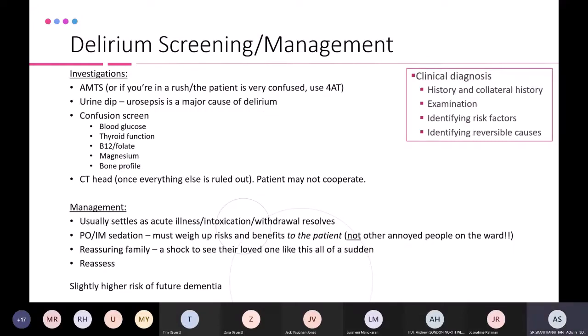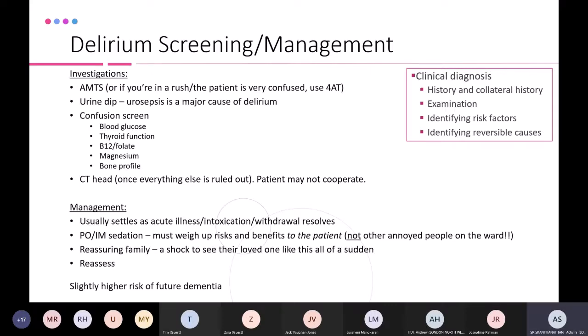Just to quickly go through the screening. So we went through the AMTS. I mentioned doing a urine dip and urine analysis, doing some blood. So within those bloods, you'd want to check their glucose, maybe they're hypo or hyperglycemic. Check their thyroid function, B12 and folate, as well as iron, just checking for any cause of anemia. Check their magnesium, bone profile, and all their electrolytes too.